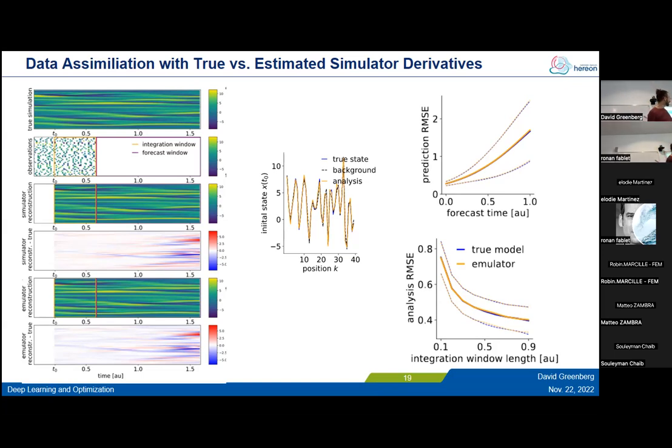But remarkably, it's basically the same using the true model and the emulator. And then again, if we want to predict in the future, we get bigger and bigger errors the further we go. But what we're showing here is that basically in this toy model, in this simple case at least, we're able to solve this optimization problem as well as if we had the true simulator derivatives, which was very encouraging. Okay, so this is one inverse problem that you could solve using these deep differentiable emulators.